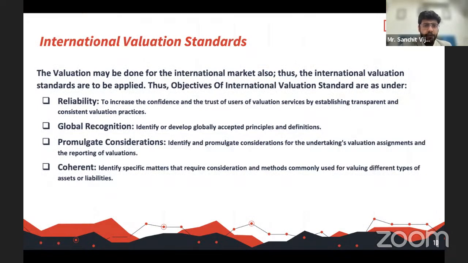Whenever we do a valuation, we follow the International Valuation Standards, and the objectives of the International Valuation Standards are listed as under. Reliability is one of them. It helps increase the confidence and trust of the user of the valuation service. Global recognition, promulgate considerations, and coherence. All of these factors are the objective behind doing any valuation. And whenever we follow any approach or valuation methodology, the backbone is following these valuation standards by IVSC.